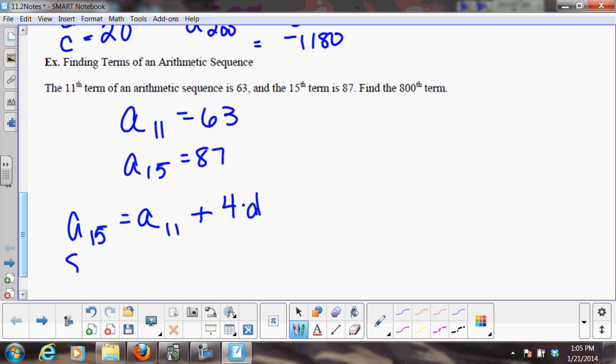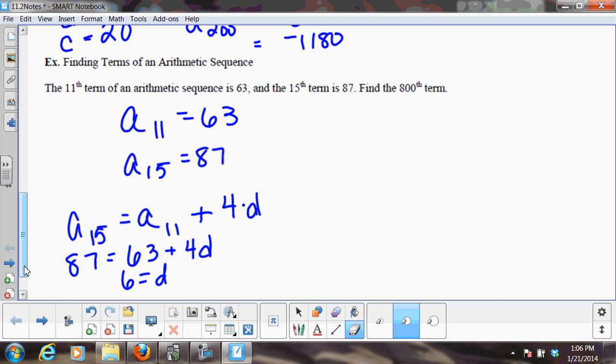So I'm going to plug those in. Move 63 over, divide by 4. 6 is what D is. And then I can write my formula. Oh wait, no. I don't have to do that. I don't have to write my formula. We're going to do kind of the same thing. So choose either the 11th or the 15th term.